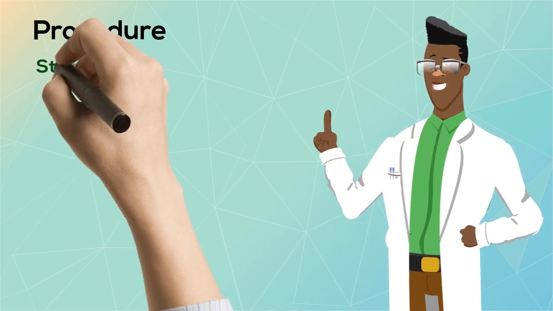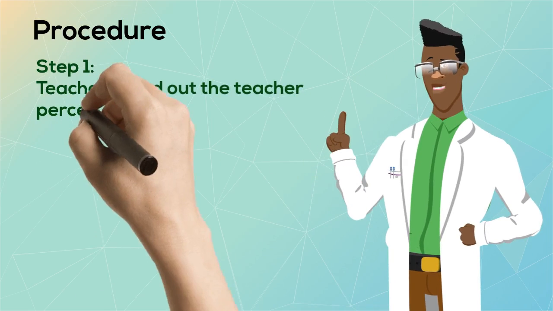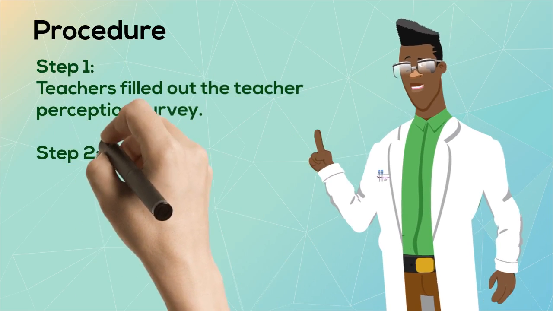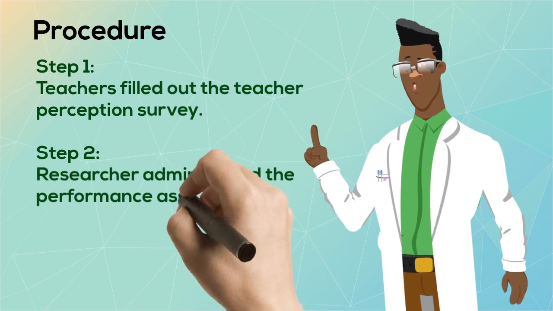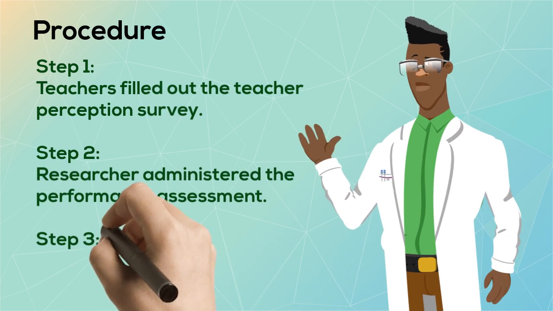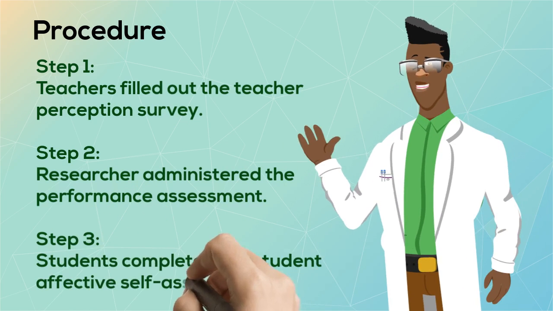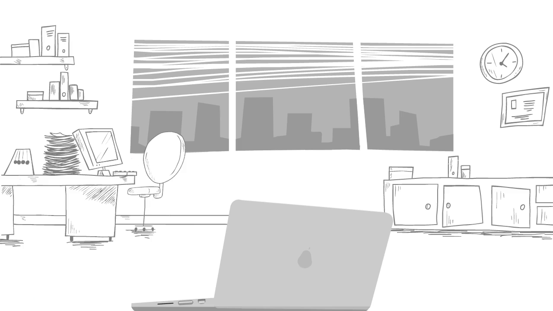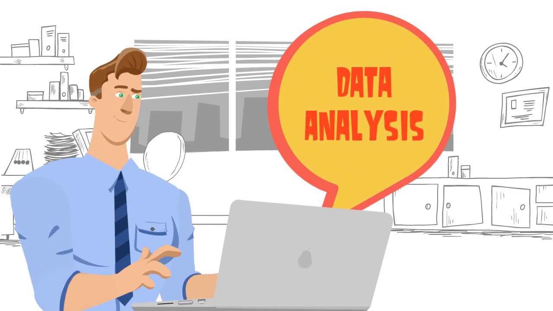The first step in this procedure is to have teachers complete the teacher perception survey, seal them in an envelope, and deliver them to the researcher. Next, the researcher administers the performance assessment rubric with each of the students individually. Last, the students complete the student affective self-assessment administered by the researcher. Once all of the data has been collected, it's now time to conduct a data analysis.